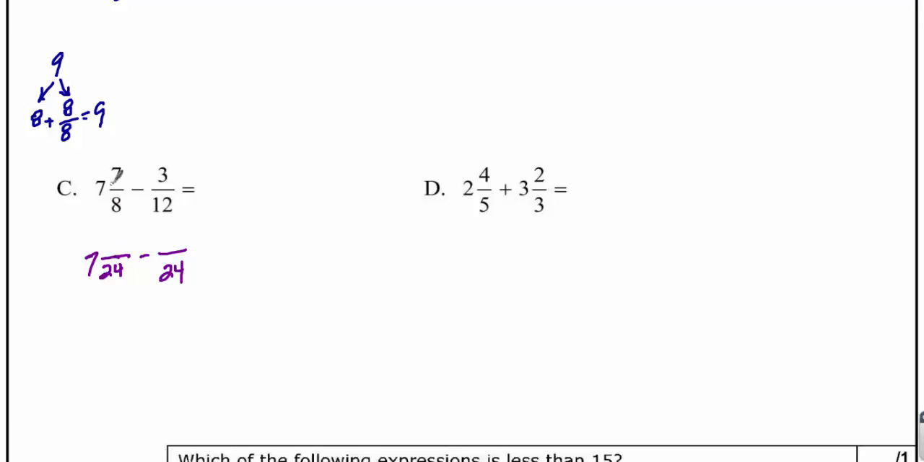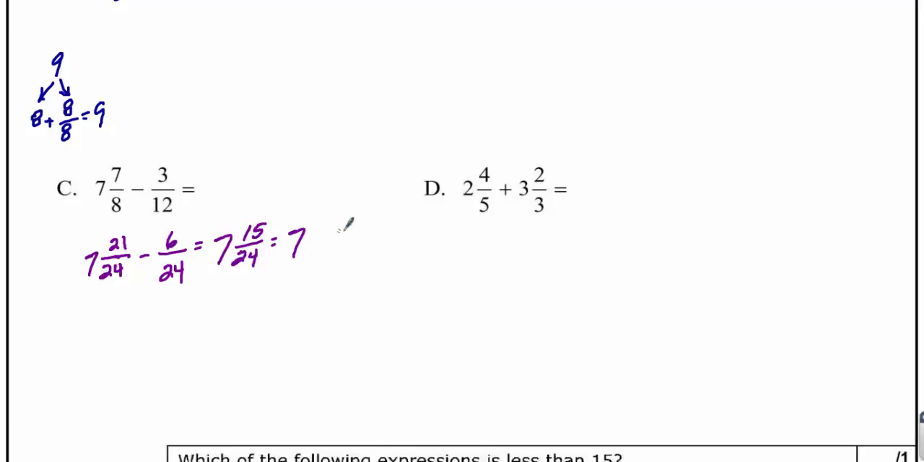Well, 8 times 3 makes 24. So this is going to be 7 times 3, or 21 24ths. And 12 times 2 makes 24, so this is going to be 3 times 2, which is 6, so 6 24ths. So the 7, there's no whole number here, so we have 7 comes across. 21 take away 6 is 15 24ths.